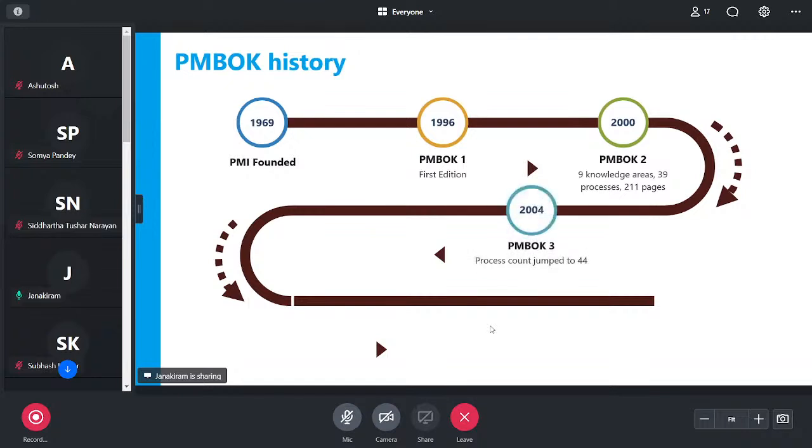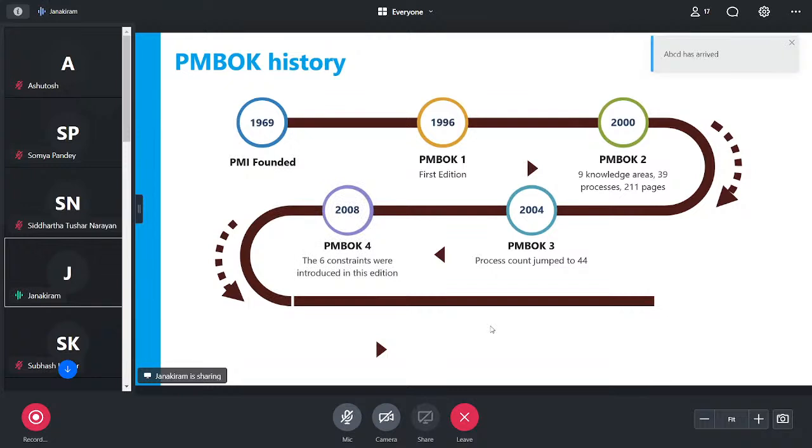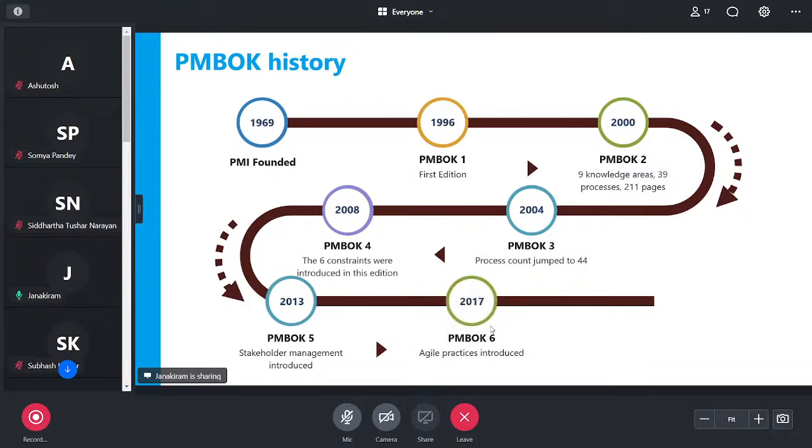In 2004, there was an increase in the process count to 44. In 2008, 6 constraints were added. In 2013, a new knowledge area called stakeholder management was introduced. In 2017, agile practices were introduced. And finally, where we stand today, we have the PMBOK 7th edition, which, as I mentioned, has a huge shift in thought process when it comes to project management.